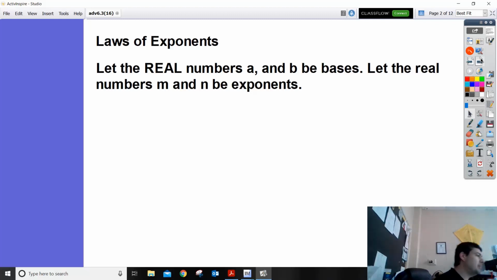Oh, the laws of exponents. Let the real numbers a and b be bases. Let the real numbers m and n represent exponents. I'm not too wild about using m's and n's, but I use them.